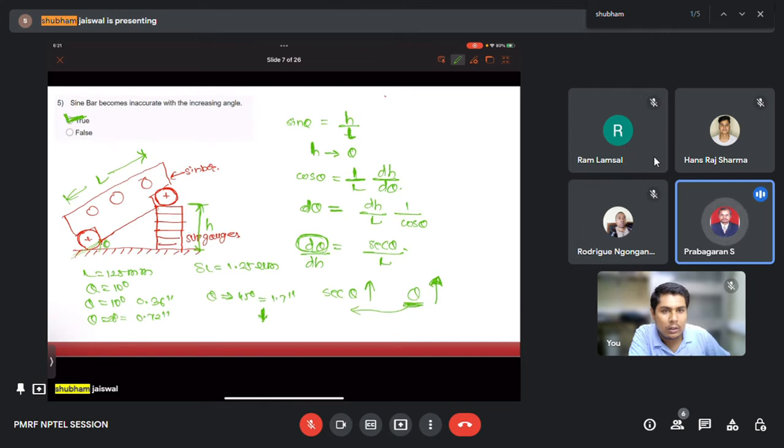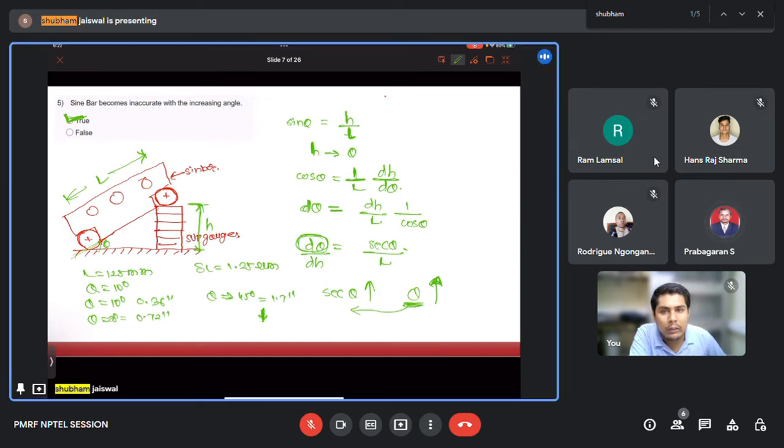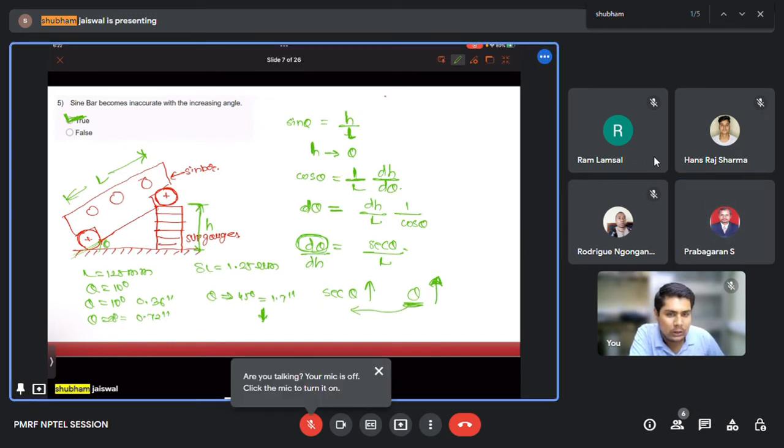Yeah. See, there are two fixed rollers. That is, L is fixed as far as an individual sine bar device is concerned. But somebody was telling that we have instruments with adjustable length, where the roller distance between the two can be changed. We have a different set of sine bars. Correct.